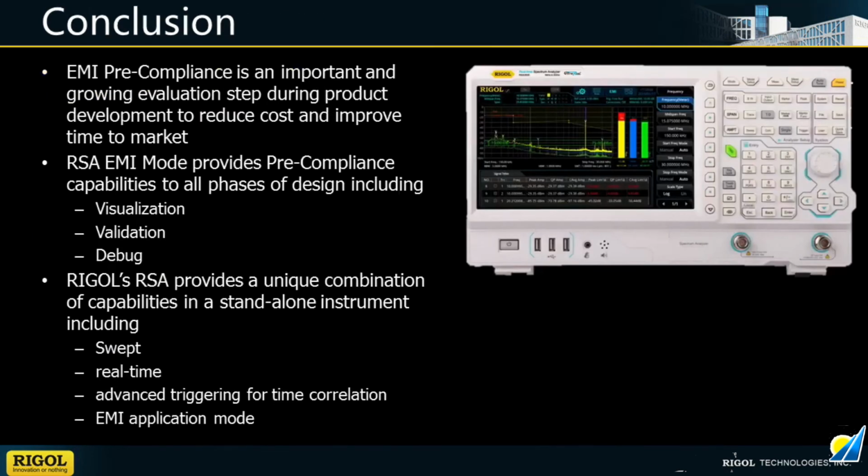So today we've looked at how we can use pre-compliance measurements throughout our design cycle to save us time and money when we get to real compliance testing. We can visualize tests during our implementation phase. We can validate emission signals during our test phase. And when needed, we can debug using real-time analysis and time-correlated data to find root-cause problems of any emissions that might be occurring.